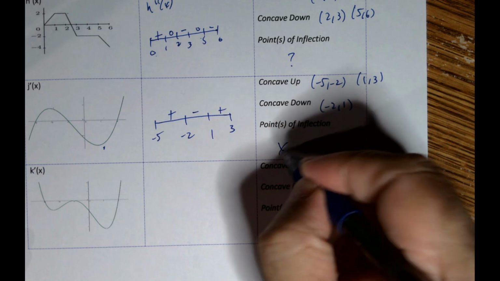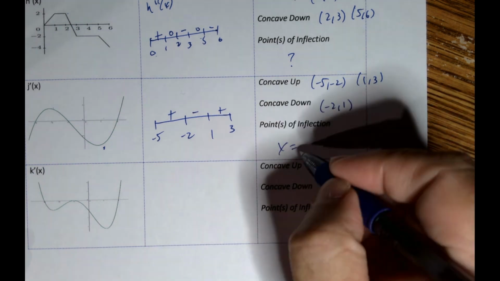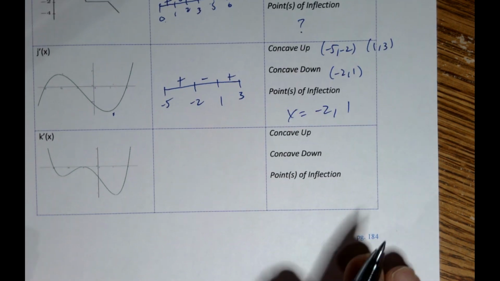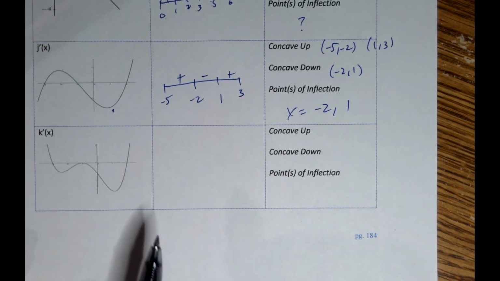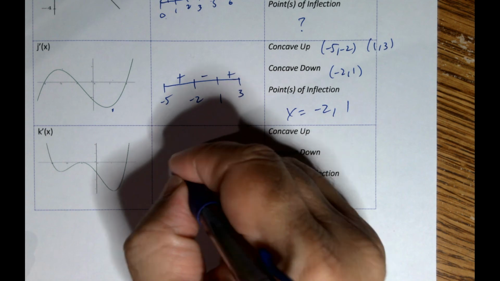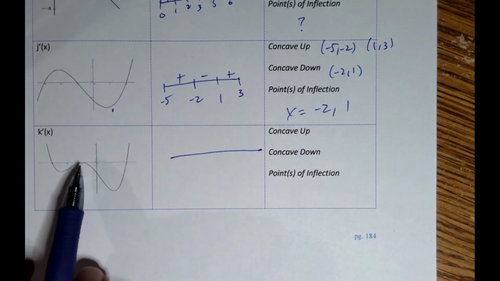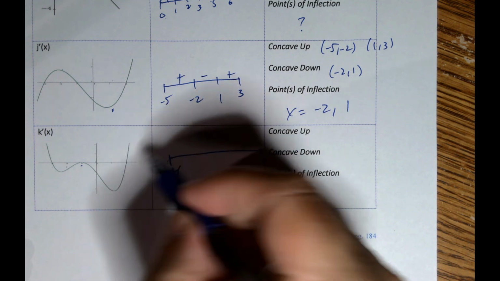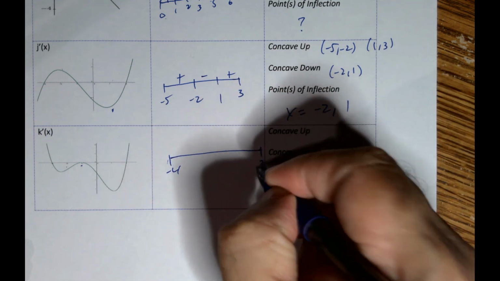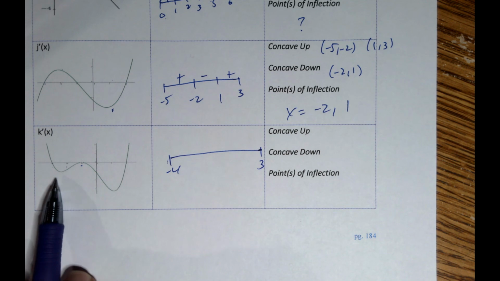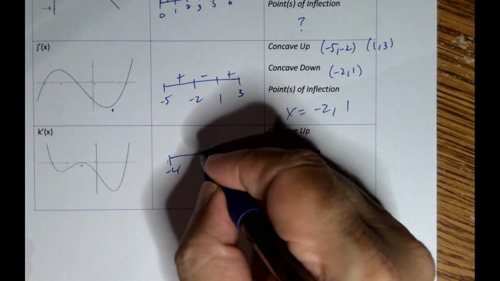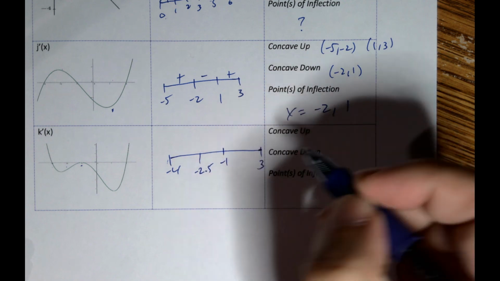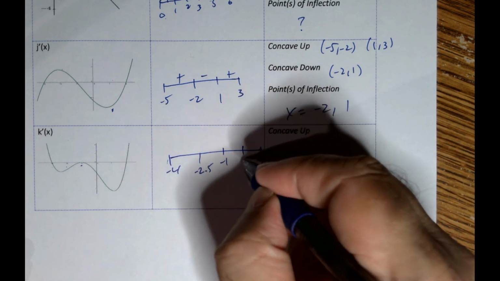And the points of inflection. So this is a straightforward question. -2 and 1. Okay. And one more. We're going to go from -4 up to 3. So we have a valley here at -2.5. And we have a peak there at -1. Valley there at 1. And that's it.